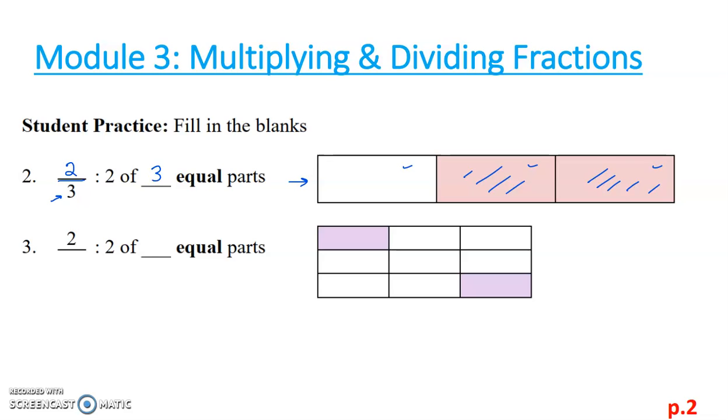When we look at number 3, we count how many pieces this figure has been divided into. And that's 1, 2, 3, 4, 5, 6, 7, 8, 9. So 9 equal parts, and we can see that 2 of them have been shaded. So that gives us a fraction of 2/9. We have 2 of the 9 equal parts.